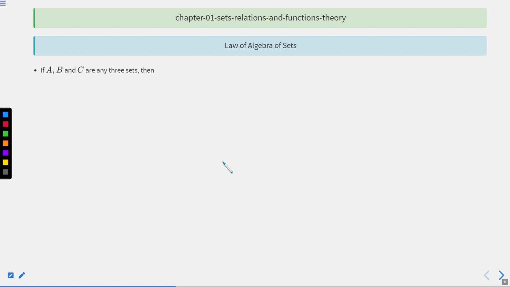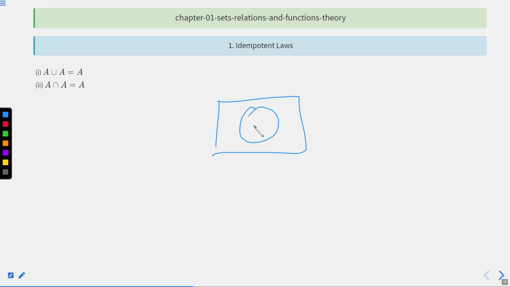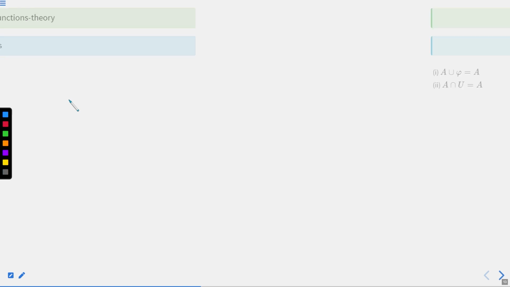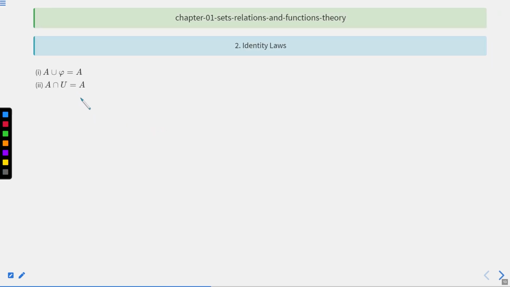Now, suppose we have three sets, A, B, and C. Then A union A is equal to A. We can see by Venn diagram also, A union A, right? So we have only a single set A. Now A intersection A will be again A, right? A intersection A means we have to take the common part between A and A. So the common thing between A and A is A itself, right? Now A union phi is equal to A. Phi means nothing. A union nothing is A itself, right?